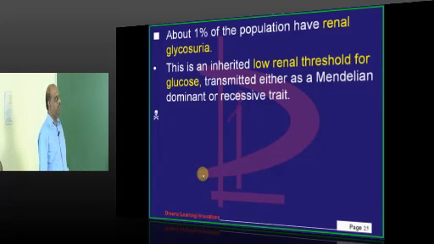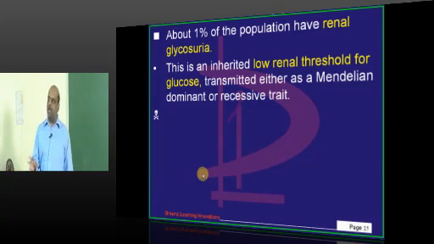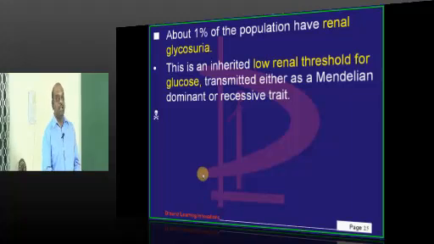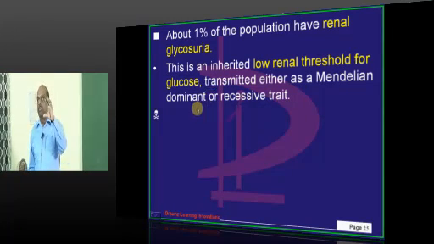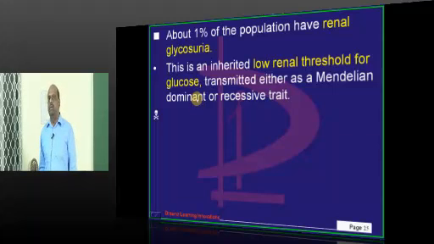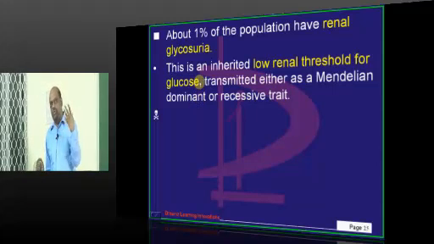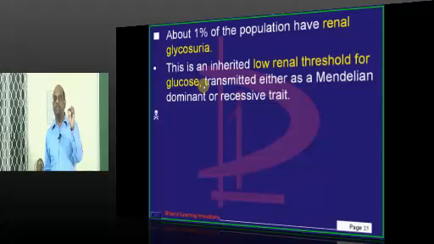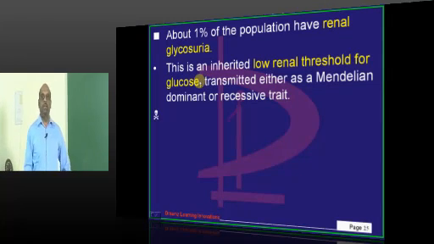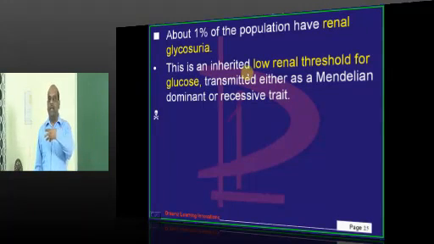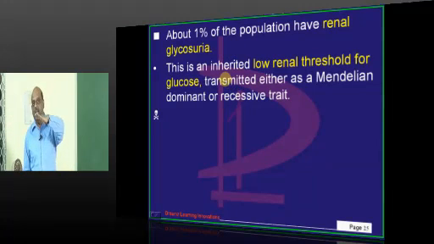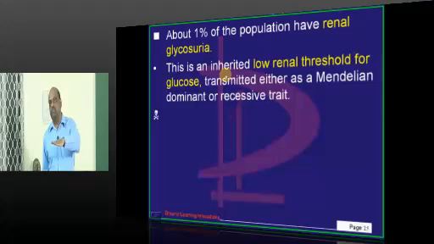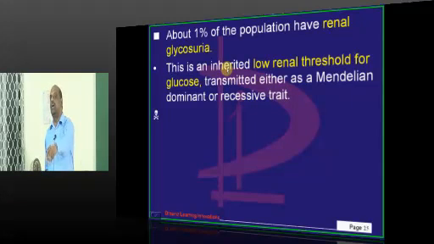This condition called renal glycosuria basically occurs because of a low renal threshold for glucose in these people. What prevents the glucose from entering urine? Even if the glucose enters through the glomerular filtrate, there is a tubular maximum, that is, it all gets reabsorbed. But in these people, the reabsorbing ability of the tubules is lesser, so that even at a lower level of tubular maximum, the sugar will enter into urine. So there is a problem in these people.